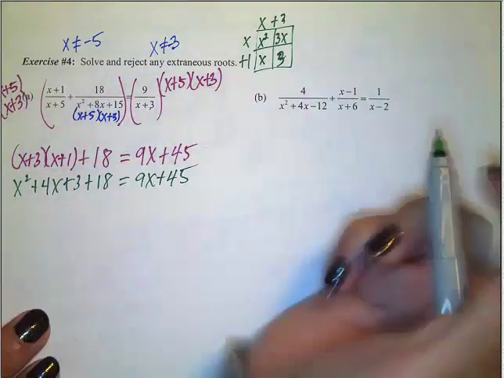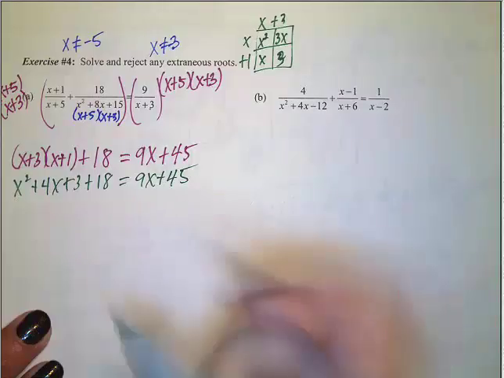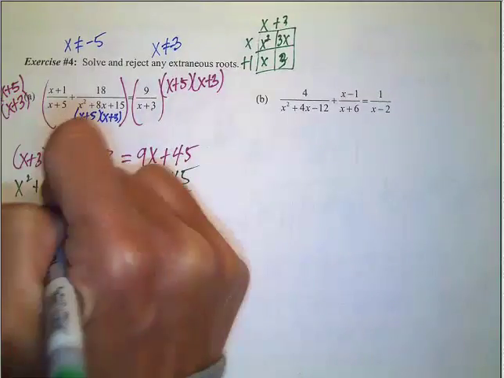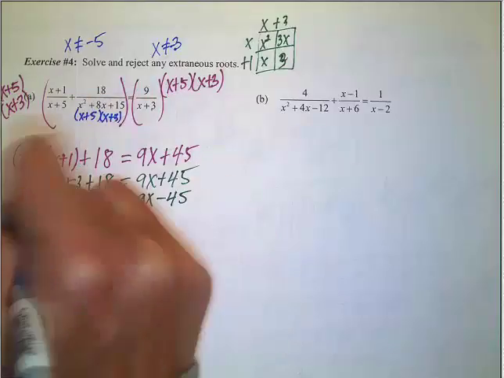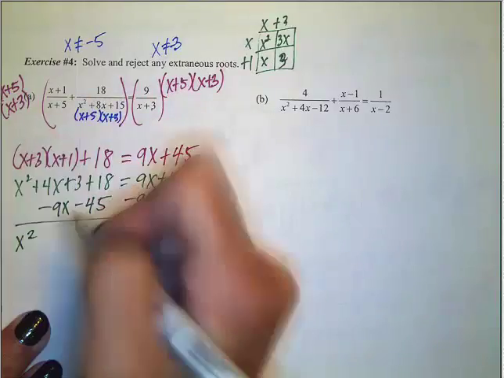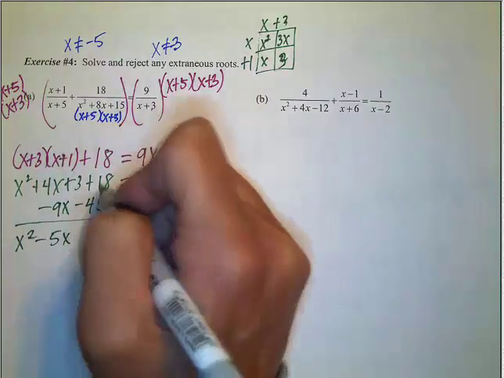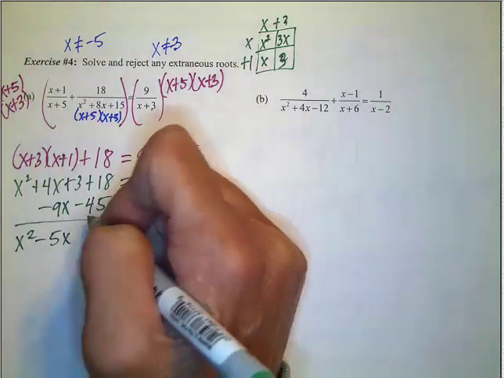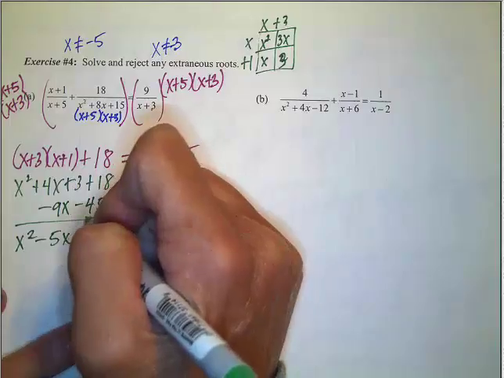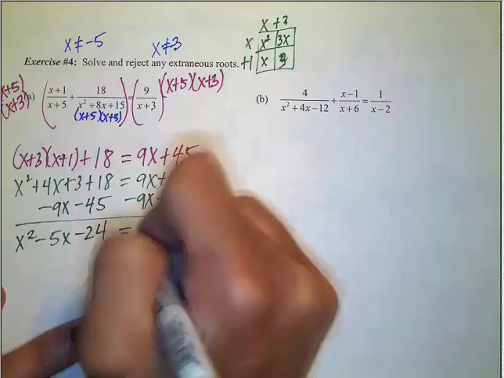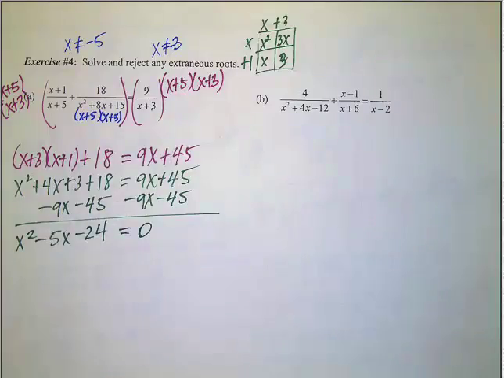Again, I have a squared term. I need to get it equal to 0. So I'm going to subtract 9x and 45. And then I'm going to clean it up. So x squared, 4x minus 9x is 5x. 3 plus 18 is 21 minus 45 is negative 24 equals 0. We like these nice trinomials.